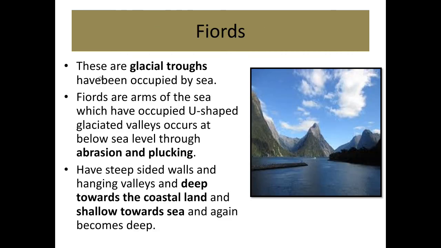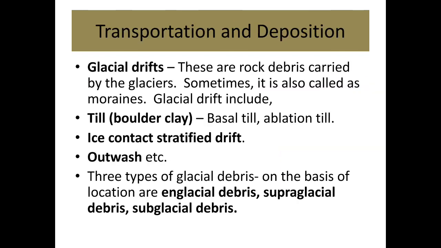Next one is fjords. These are glacial troughs that have been occupied by the sea. So this landform is formed in the coastal regions. Fjords are arms of the sea which have occupied U-shaped glaciated valleys, occurring below sea level through abrasion and plucking. So here near the coastal region the depth will be very much, and towards the sea it will be less. Here it will be more again, and towards the sea again the depth increases. So these are called fjords.